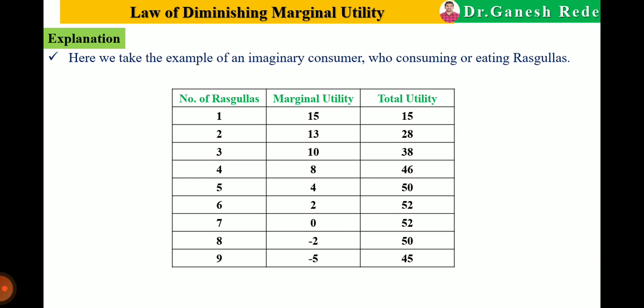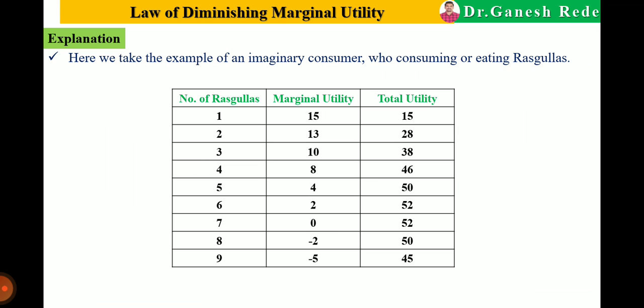Then at the fifth rasgulla, when he eats the fifth rasgulla, he gets a marginal utility of 4. Then total utility becomes 50. Then at the sixth rasgulla, he gets a marginal utility of only 2. Then total utility is 52.